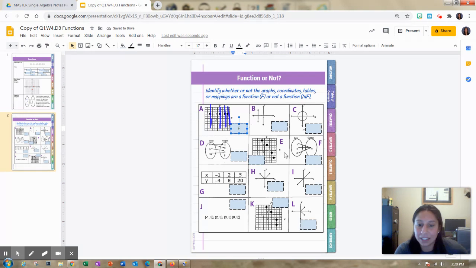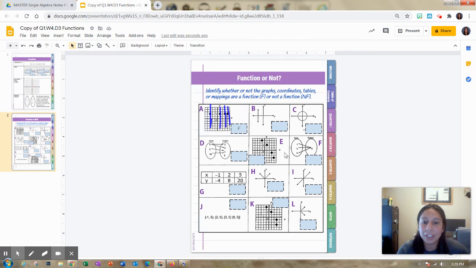Okay, let's look at E. I'm going to kind of jump around here. If you're looking at E, your goal is the same process. If I were to draw a vertical line through the dots, vertical means up and down, do I hit only one dot at a time is my question. And I do, yes. So that is a function as well.